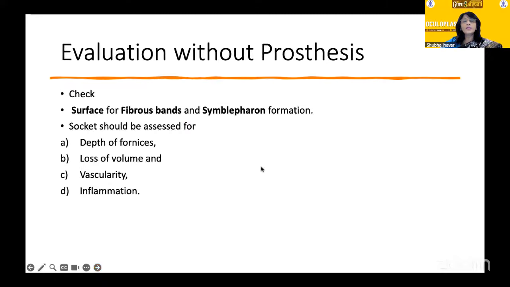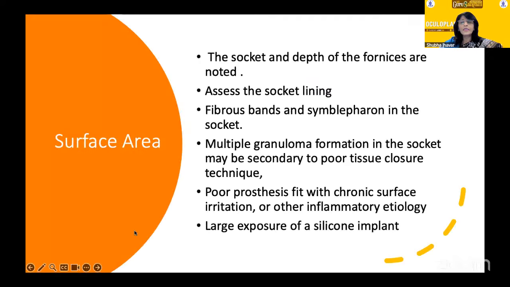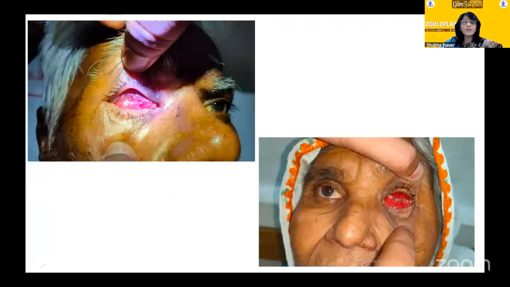Now, evaluation thereafter: you remove the prosthesis and then evaluate the socket without prosthesis. Now, here you have to check the surface, like how it is, whether fibrous bands or symblepharon are there, and it should be assessed for depth of fornices, loss of volume, vascularity, or any inflammation. So on surface area, now we are going to see all the surface of the socket. How is it? So here you can see that there are multiple granulomas in the socket. This is a grossly inflamed socket.